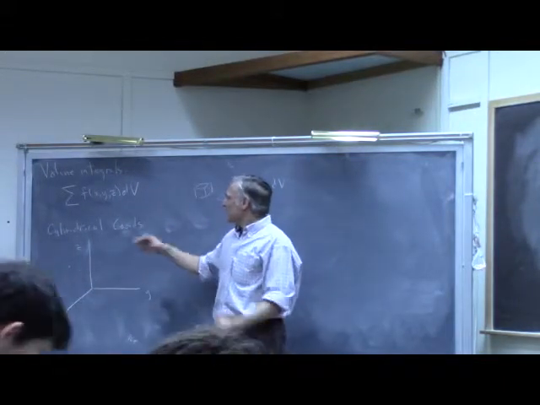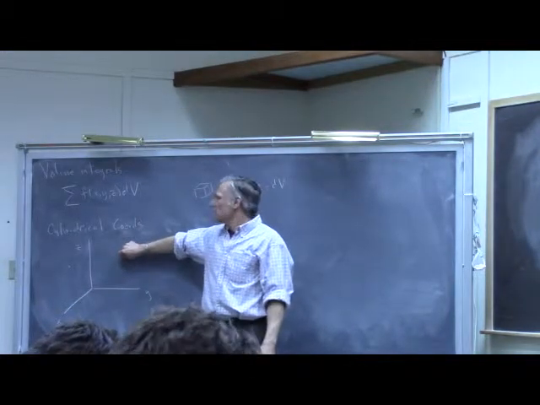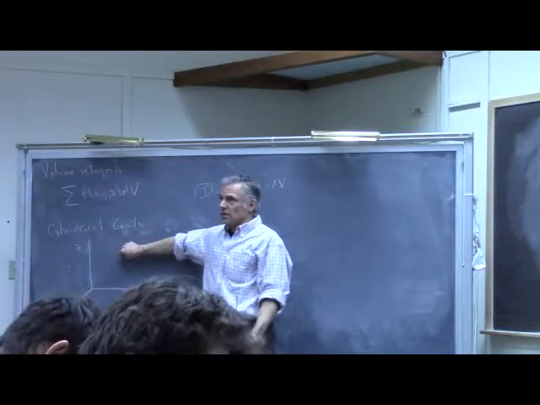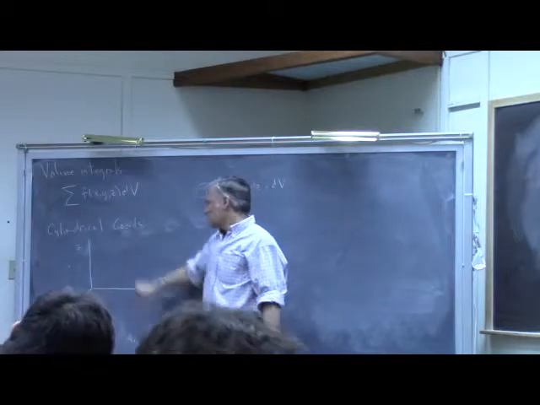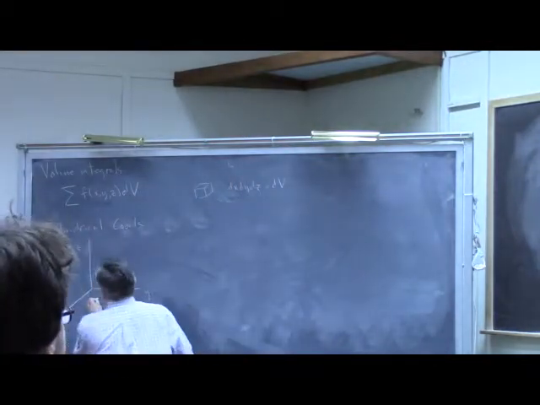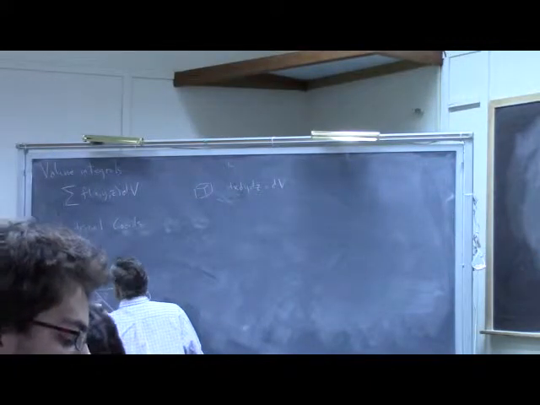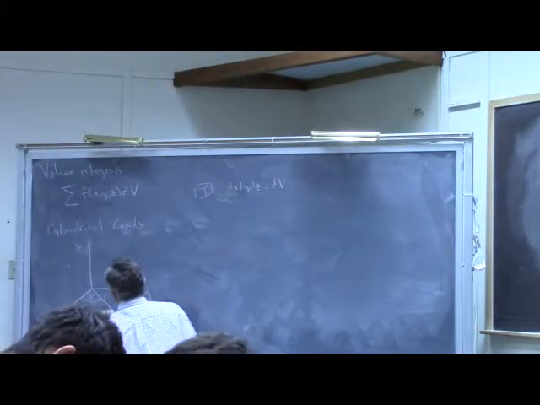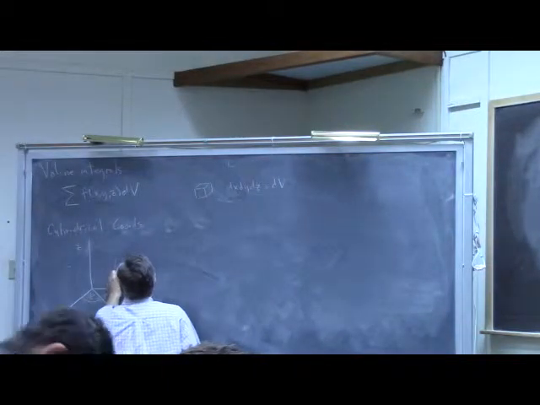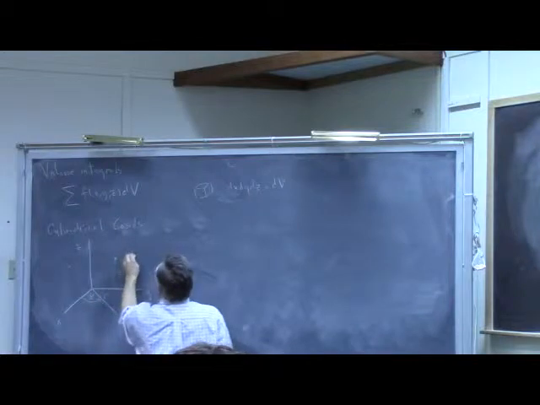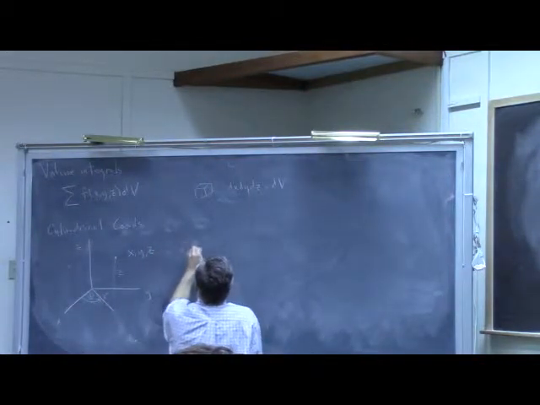So in Cartesian coordinates, we specify a point in space by x, y, z. In cylindrical coordinates, we'll specify a point in space by r, theta, and z. Okay. So let's see here. There's r. There's a theta. So here's a point x, y, z, or r, theta, z.